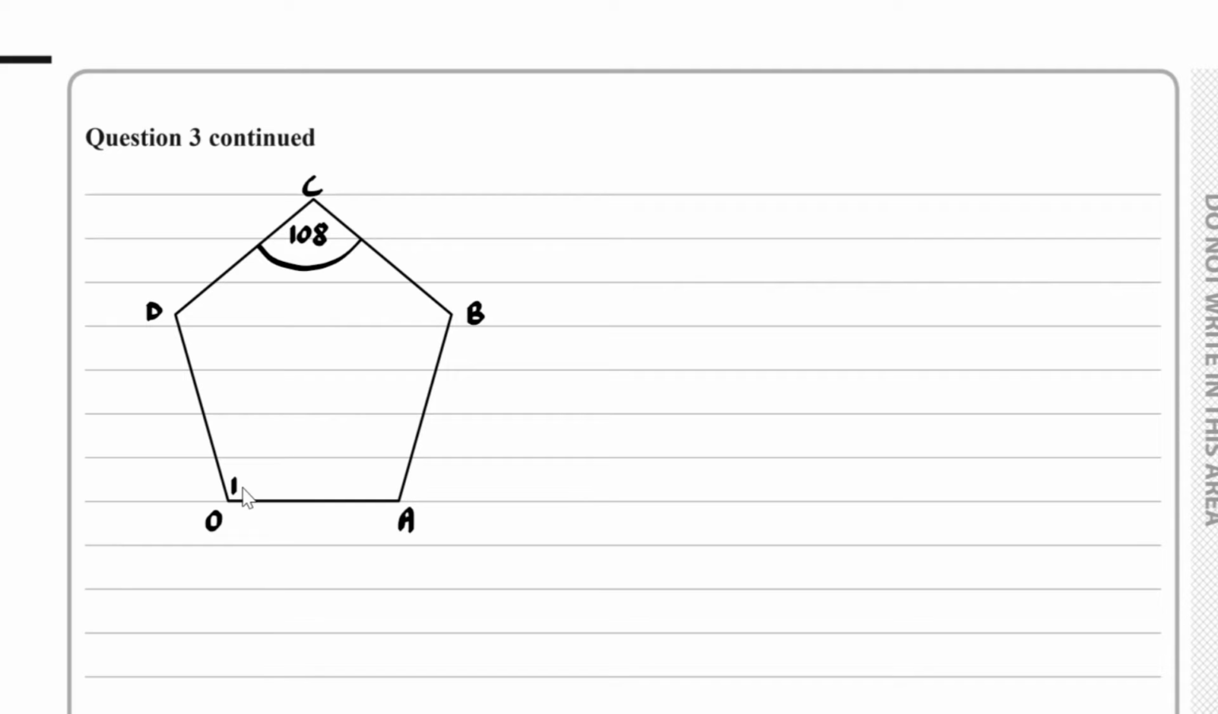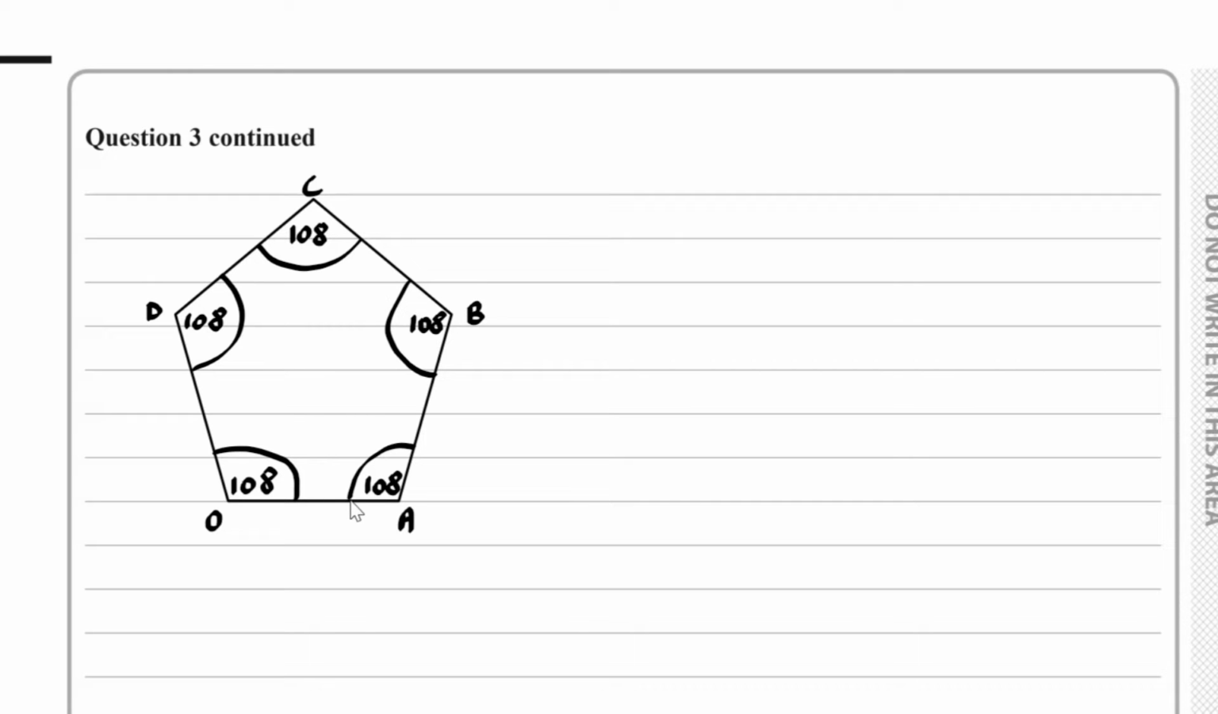and each of those angles will be 108 degrees. Now, how does this help us? How does that relate to the 54 degrees in the question?